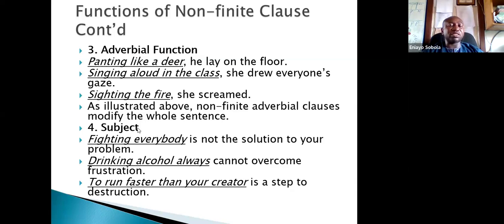It can also function as subjects in the sentence. Example, fighting everybody is not the solution to your problem. You look at it here, fighting everybody is a non-finite clause, ing participle. It functions as the subject of the verb is.